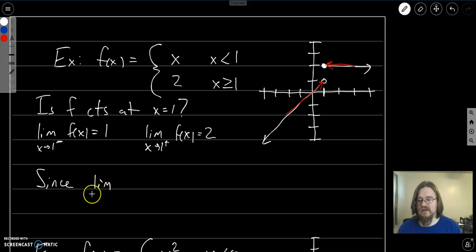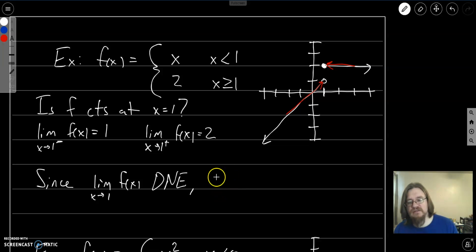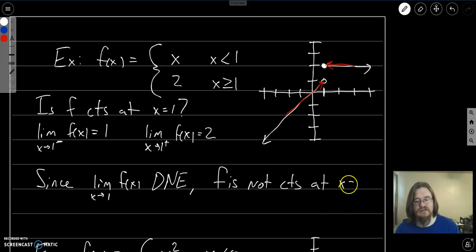Since the limit as x approaches 1 of f of x does not exist, that means f is not continuous at x equals 1. And that's all we have to say here. We need that the limit exists, and we need that the function value exists, and they have to be equal. Well, if one of them doesn't exist, we can essentially just stop there.